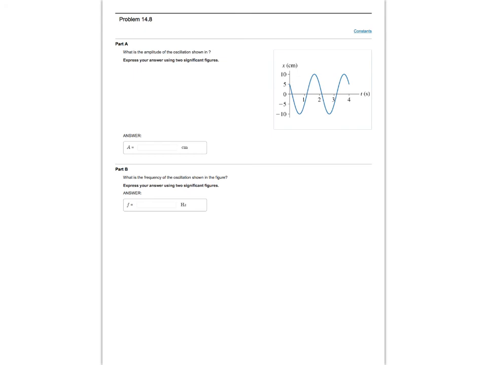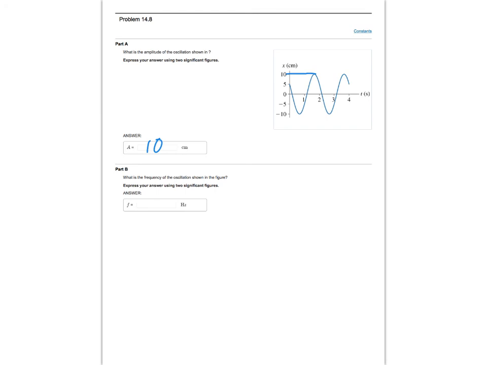All right, for this next one, we have a graph of an oscillation, and the first question is, what is the amplitude? So we're going to look at when that oscillation is at its peak, which is right here, and we see that that occurs at 10 centimeters, so 10 is going to be the amplitude, the distance from the equilibrium to a maximum, or from equilibrium to a minimum. We would have gotten a 10 if we had looked down below as well.